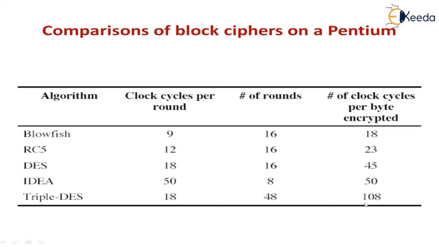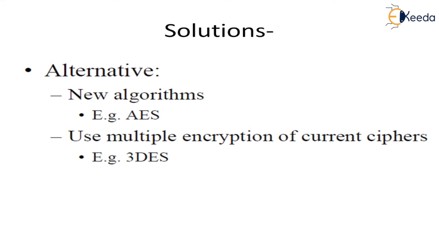Then if you compare in terms of the number of rounds as well as the clock cycles per round, or the number of clock cycles per byte encrypted, for Blowfish, RC5 and DES, 16 rounds are preferred, but for the IDEA algorithm only 8 rounds are required, and for triple DES 48 rounds are required. So the more complex one is triple DES. The solution is to provide new algorithms, that is the Advanced Encryption Standard, and to use multiple encryption, whose current example is 3DES. The next level of algorithm is 3DES.